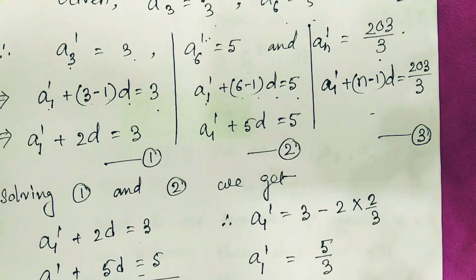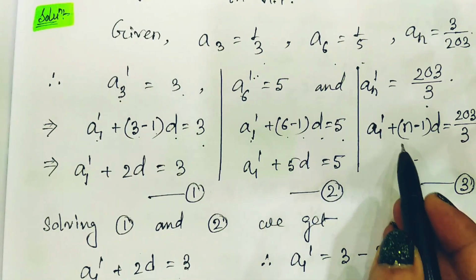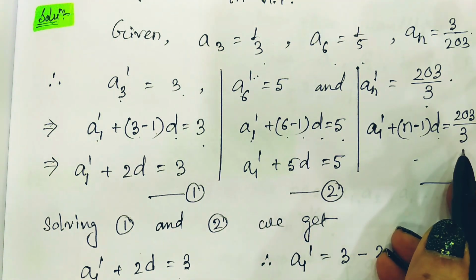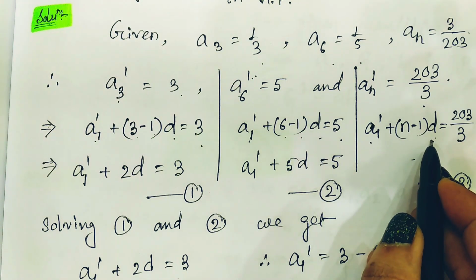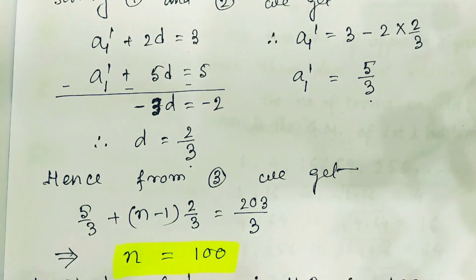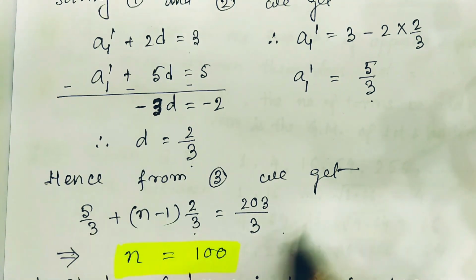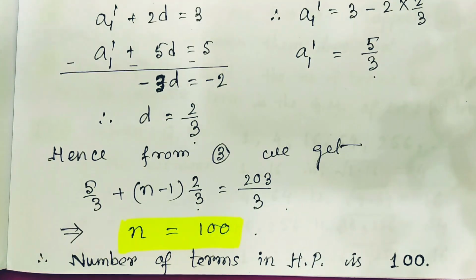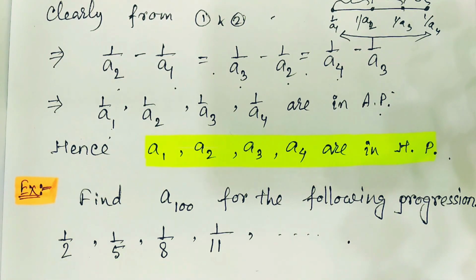Now from 3, we find the equation A1 dash plus n minus 1 into D is equal to 203 by 3. We now have A1 dash and D. If we substitute these two values, we get 5 by 3 plus n minus 1 into 2 by 3 is equal to this one. On simplification, we will find n is equal to 100. So the number of terms in the HP is 100. This is your answer.